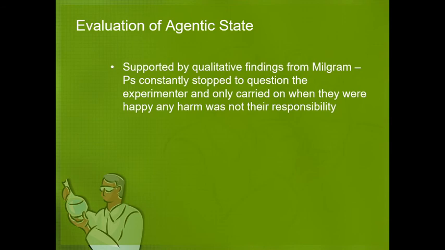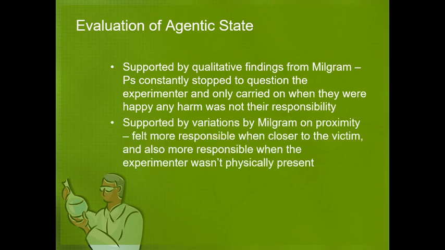So the first thing to say is that the idea of agentic state is supported by when Milgram interviewed his participants, and equally when you look at what they're saying during the experiment, when they're questioning the experimenter, they're only carrying on when they're happy that it's not their fault. That suggests that this is a factor at play here.